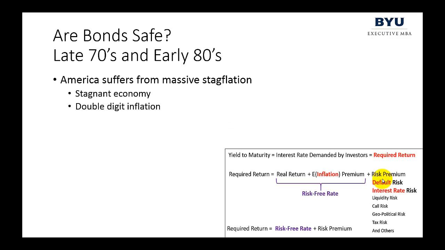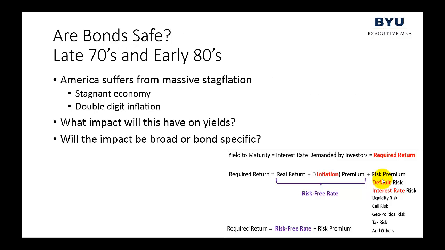So in the late 70s and early 80s, America found itself suffering from massive stagflation. The hallmarks of stagflation are a stagnant economy, meaning GDP isn't really expanding, and yet you have double-digit inflation. It's a very, very bad state for an economy to be in. What impact should this have on yields as inflation starts to rise? Will the impact be broad or bond specific?